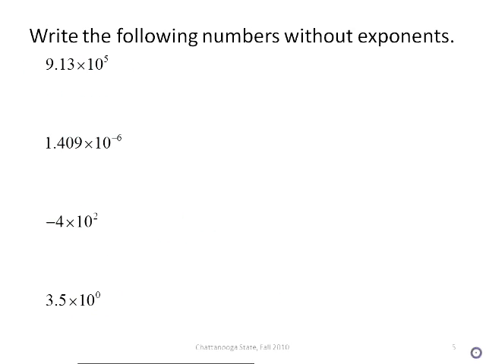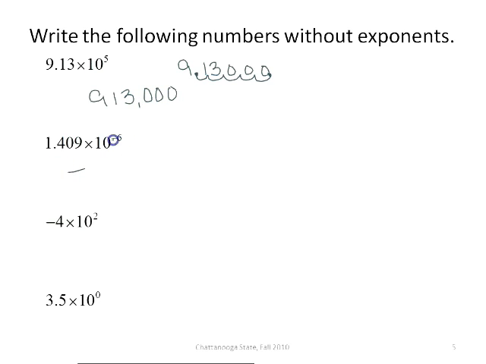Now, let's go the other way. Start in scientific notation and end up writing it as a regular number. 9.13 means we're going to take 9.13 and multiply by 10 to the 5th power. Every time you multiply by 10, it moves the decimal point one place to the right. So there's 1, 2, 3, 4, 5 times. So this is going to be 913,000.